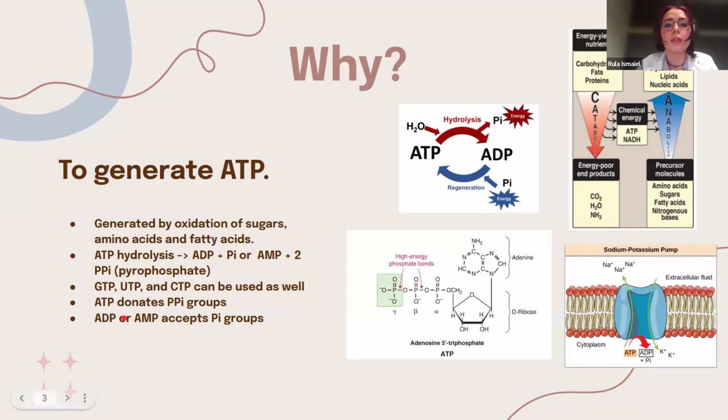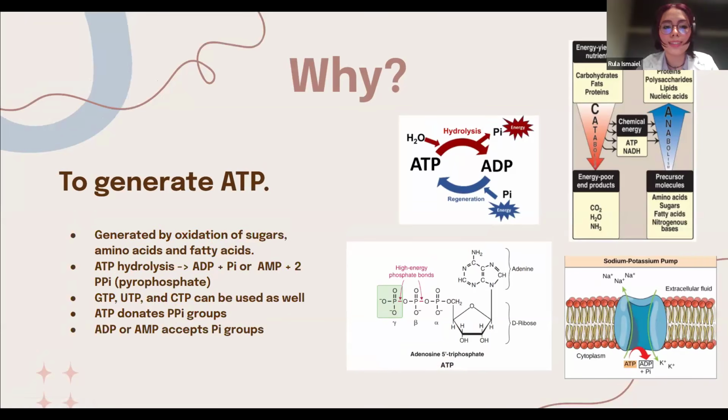There's GTP, UTP, CTP, and other currencies being used, but it's mainly ATP. Now, ATP is used for the sodium potassium pump, and without ATP, these pumps fail, which causes a disequilibrium in the cell membrane, causing it to lyse or rupture. Okay, so that's the background for ATP.